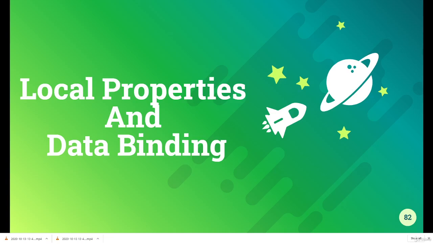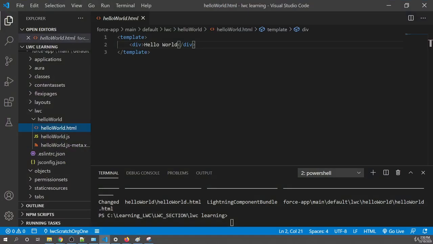In this video, we learn local properties and data binding. Let's go to our VS Code and try to understand first the properties and then the local properties.